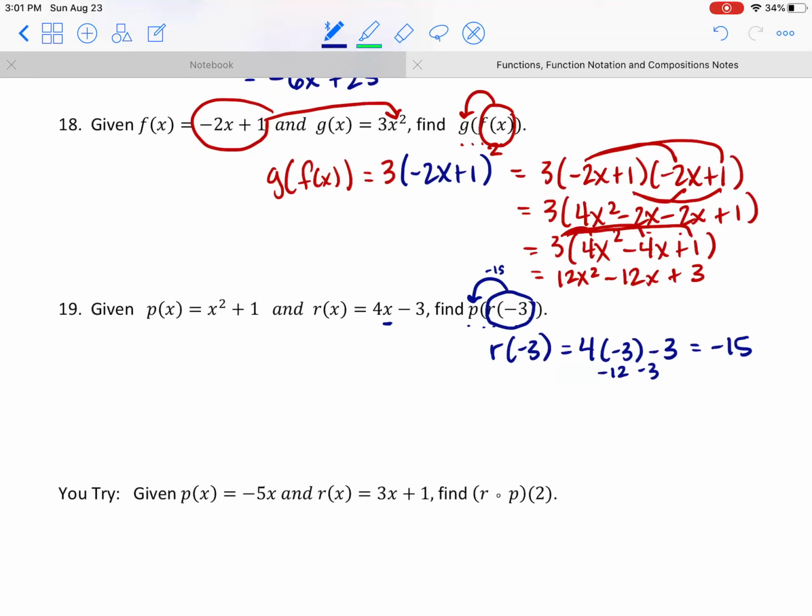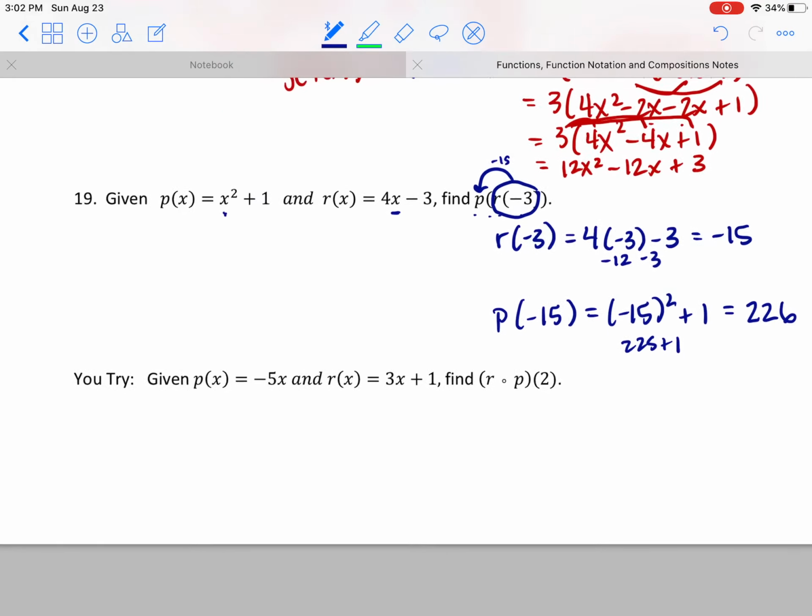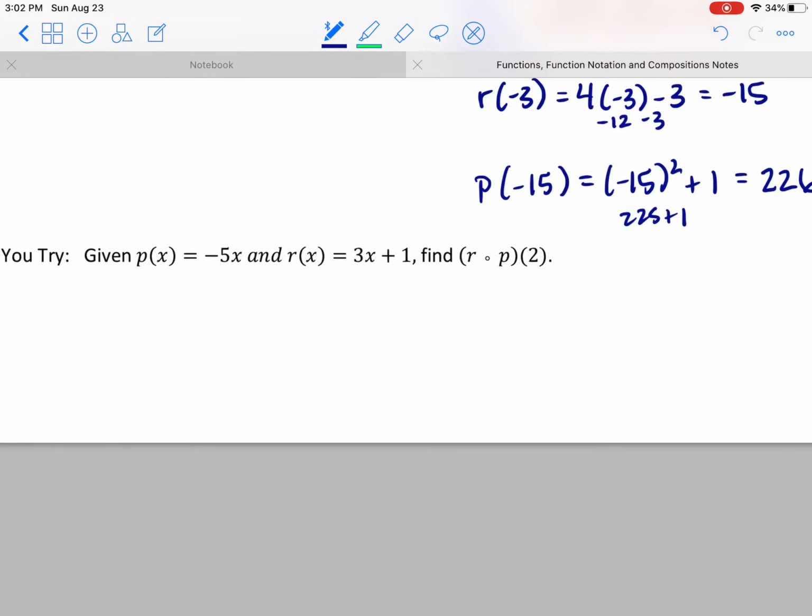So our final answer here is going to be found by plugging negative 15 into p. So p of negative 15 means negative 15 is going to go right there. So negative 15 squared plus 1, which is going to be 225 plus 1, or 226 for our final answer. Okay, 226 for that final answer. And then the last one is going to work similarly. Again, it's a you try. If you want to pause the video and give it a shot, go ahead.